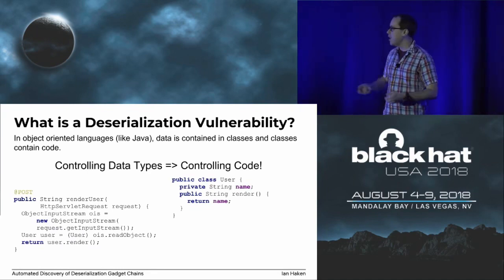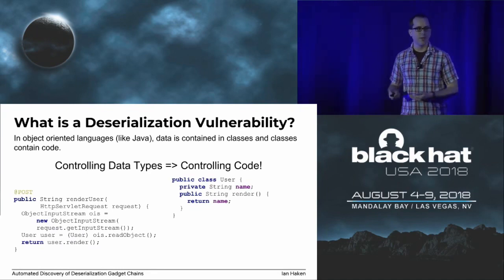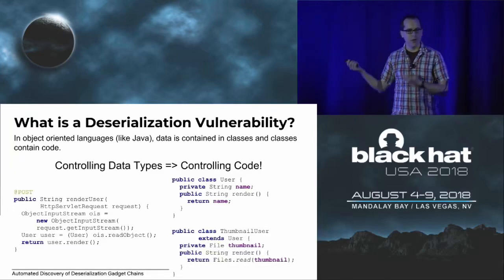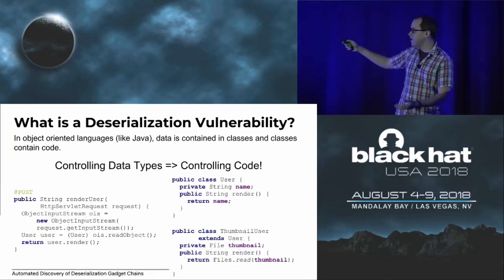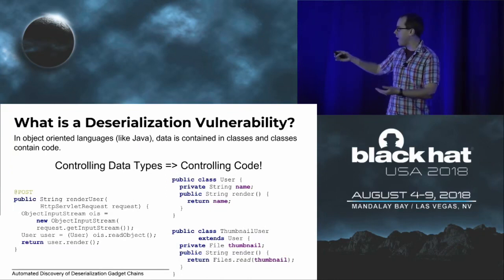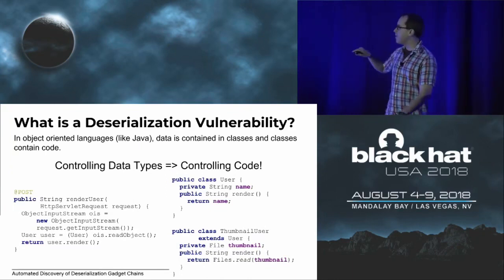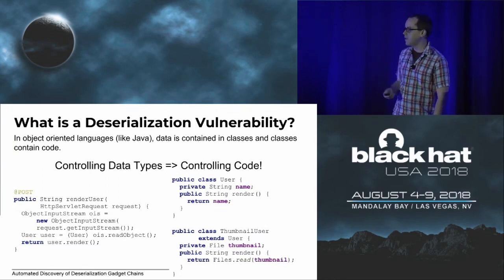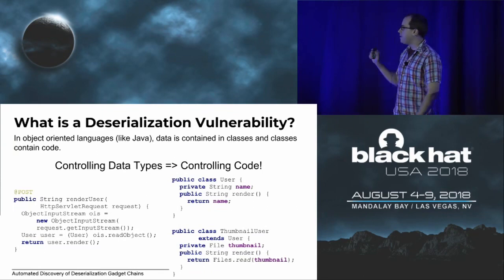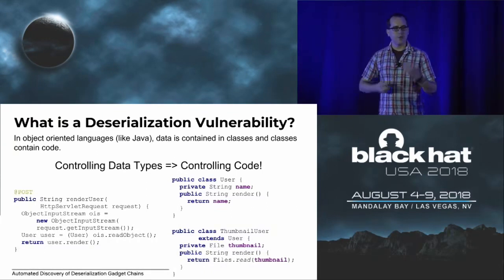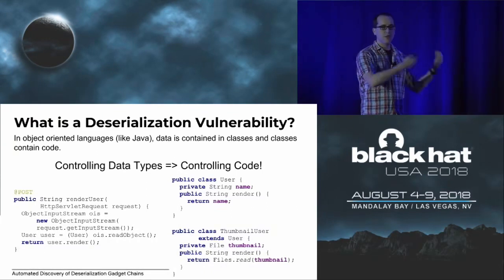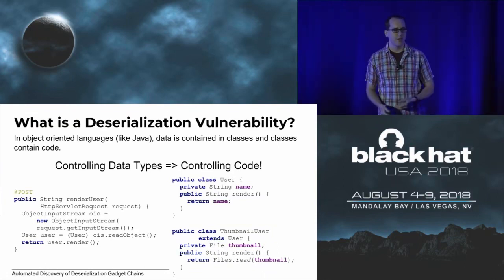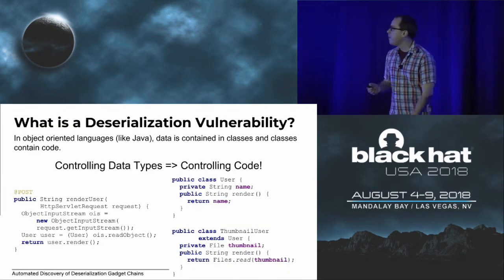It's totally innocuous. But where you get into a potentially dangerous place is if the application has something like this on the classpath as well, a thumbnail user. In this case, this is maybe a user that has a thumbnail, which is a path to something on disk. And that means that if an attacker can serialize this thumbnail user class and pass it into this post body, then they can read any file off the disk. And so this is what I mean by if an attacker can control your data type, then they might be able to directly influence what code gets executed and potentially do something unintended.